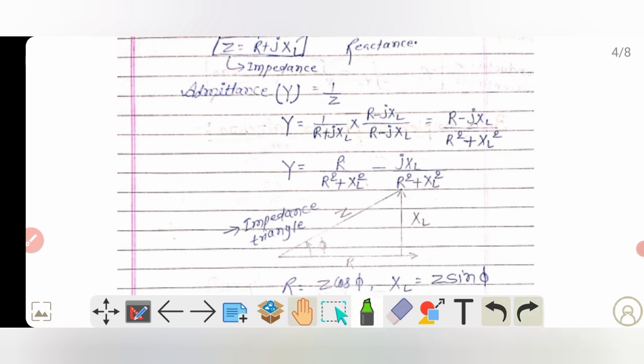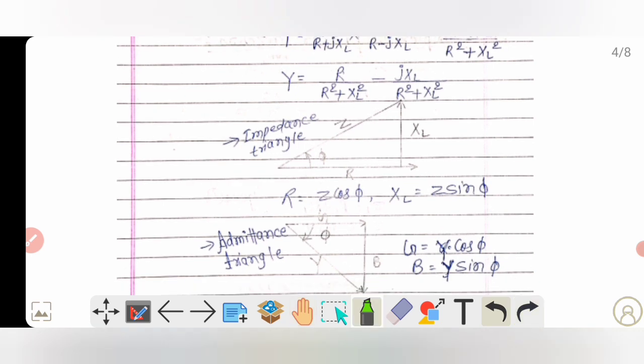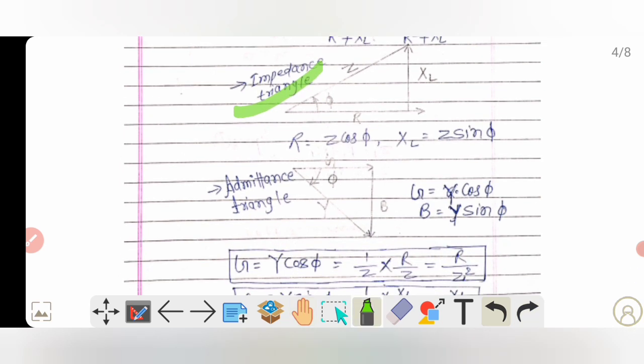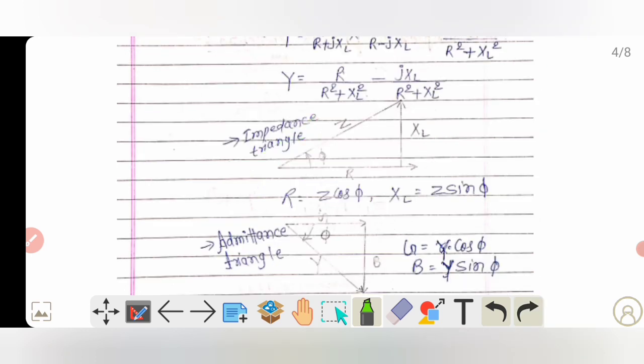Now as you can see here, this is the impedance triangle which we have already discussed in the previous lecture. This is the resistive component, this is the inductive component, and this is the overall impedance. Now my dear friend, this is the impedance triangle, and this is the admittance triangle. From this impedance triangle, if you want to calculate the value of R, then that will be equal to Z cos phi, and if you want to calculate the value of XL, that is the inductive reactance, then it will be equal to Z sin phi, as you can see here.